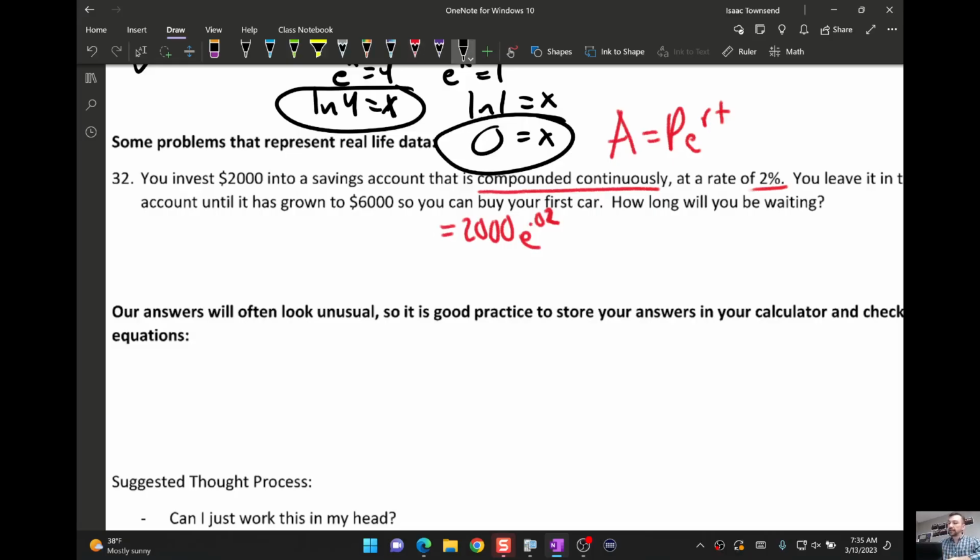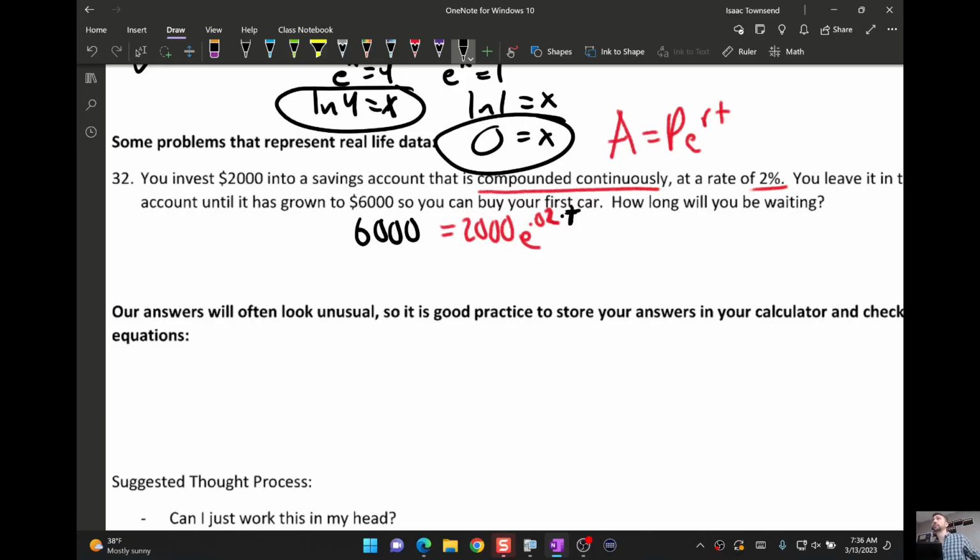What's different is now we can say we don't know the time, but we want to wait until this grows to 6,000. This is more realistic to how you would want to do things in real life. You've got some money, you know what you're saving up for, and this would allow you to solve for the exact amount of time.